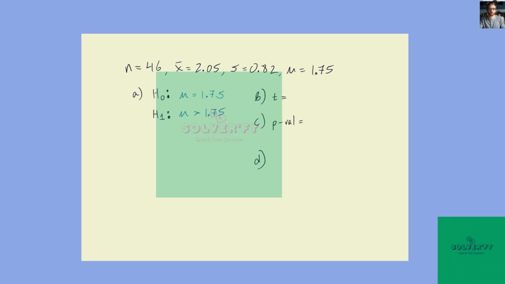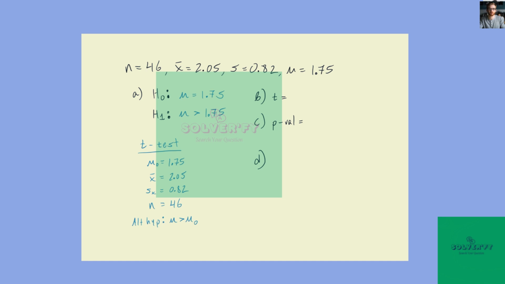And to find our t-value, or our test statistic, which would be t here since we have the sample standard deviation, and the p-value for c, we are going to run a t-test in our calculator. And for the t-test, we have to list several values, starting with the null mean, which we have as 1.75. Next, we list the sample mean, then the sample standard deviation, which was given as 2.05, as well as 0.82. Next, we list the sample size, which was 46. And the last thing we list is the alternate hypothesis. And in our case, the alternate hypothesis is that the mean is greater than the null mean.